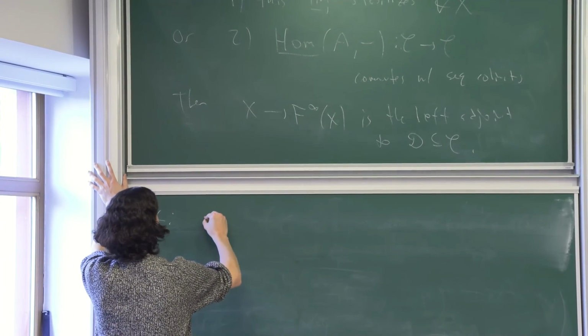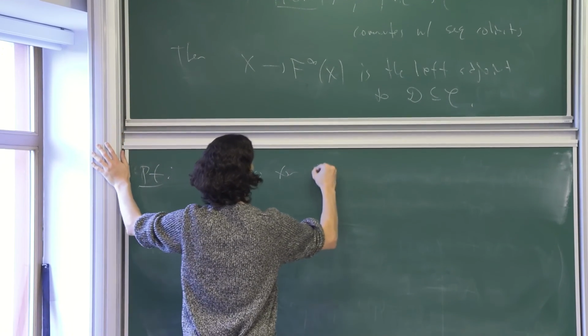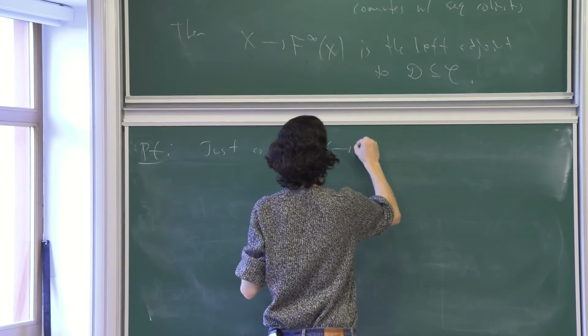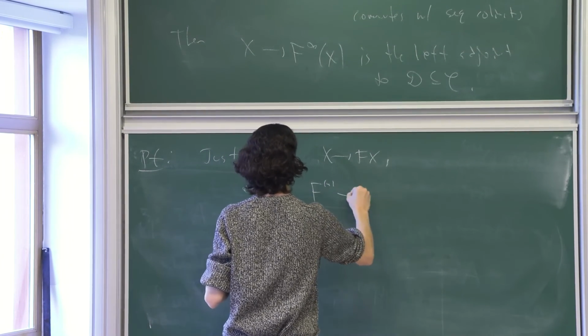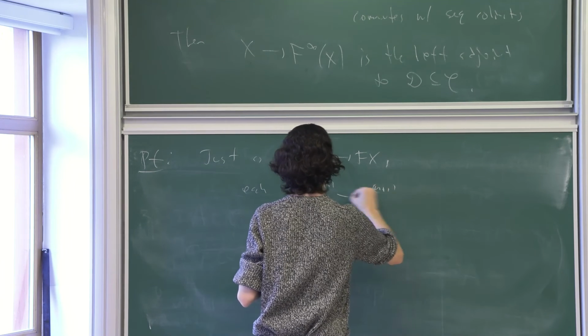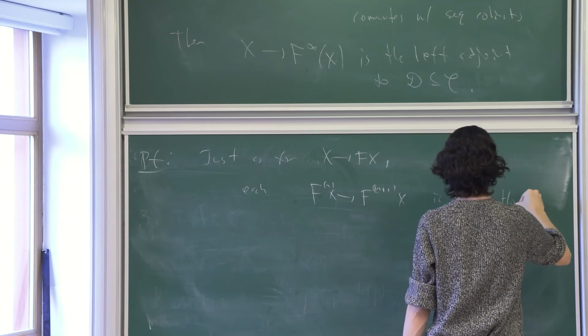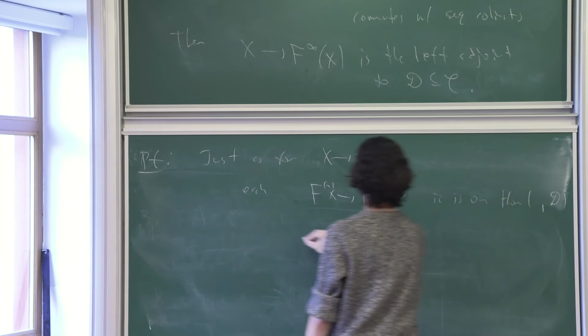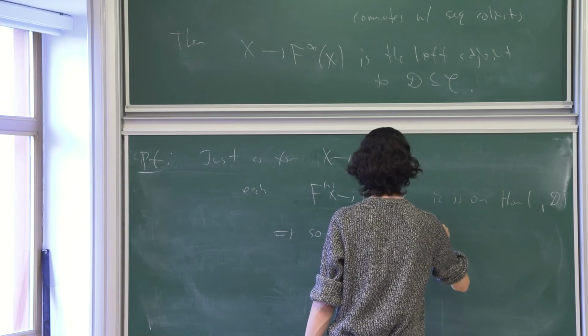So just as for X goes to F of X, each F to the n going to F to the n plus 1 of X is an isomorphism on Homming out to D, and then so is X goes to F infinity X.